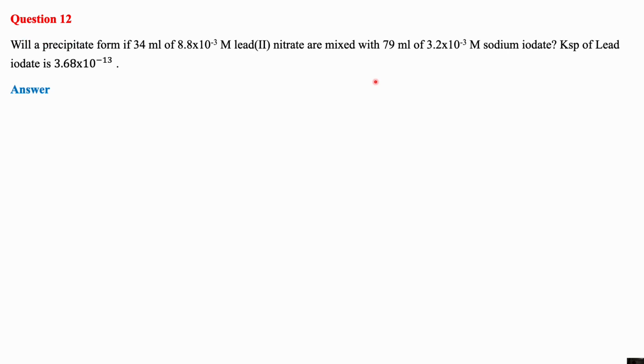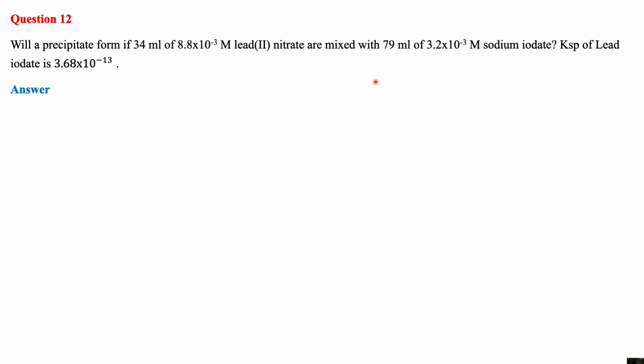Let's go to question number 12. Let's see what they ask in question number 12. They are asking if the precipitate is going to be formed after mixing 34 milliliter of 8.8 times 10 power negative 3 molar lead nitrate with 79 milliliter of 3.2 times 10 power negative 3 molar sodium iodide. They are giving the Ksp of lead iodide. So if you have the Ksp, that means here we have the equilibrium constant, then you have the equilibrium. In this case, we need to check whether the ionic product that we have is higher than the Ksp, or if it is less than the Ksp.